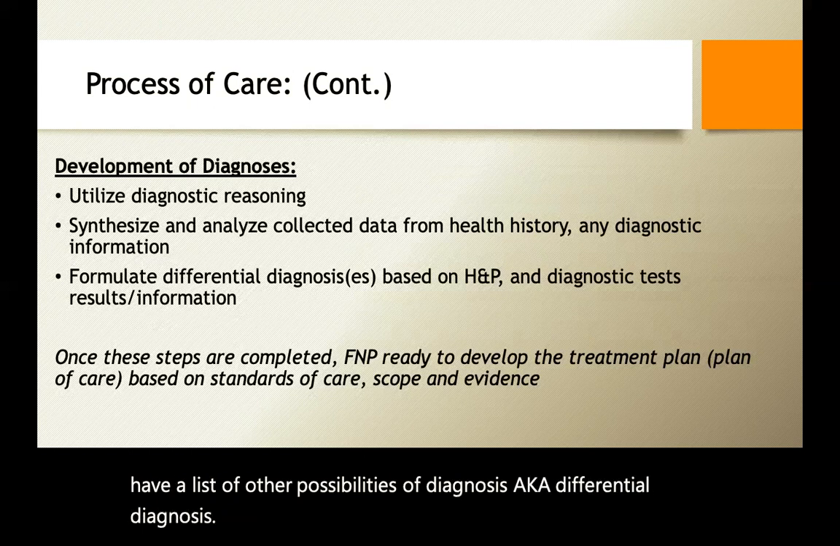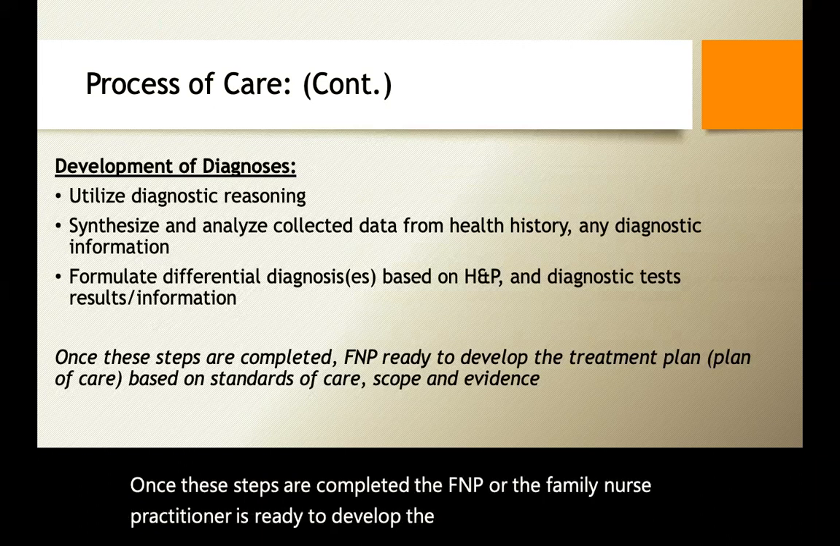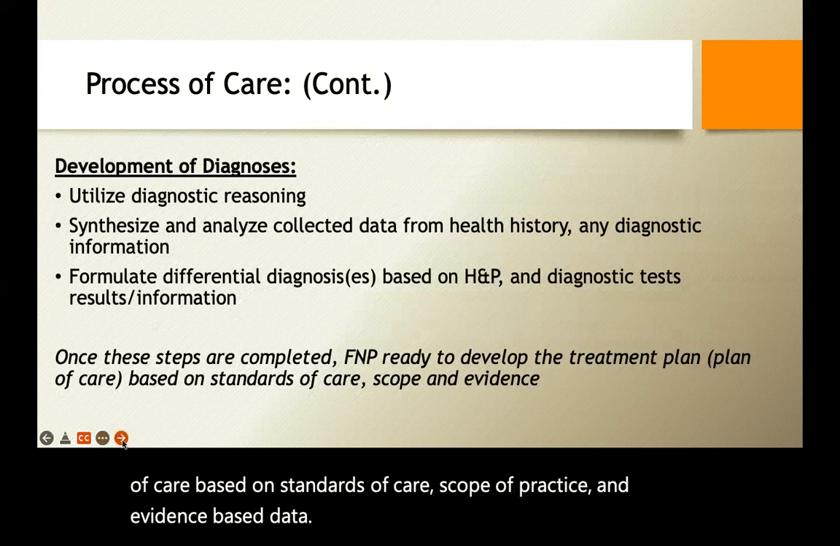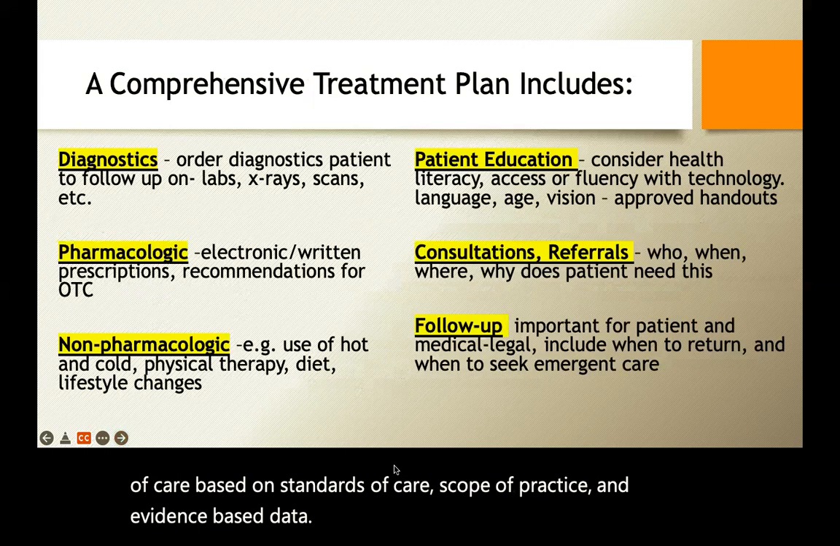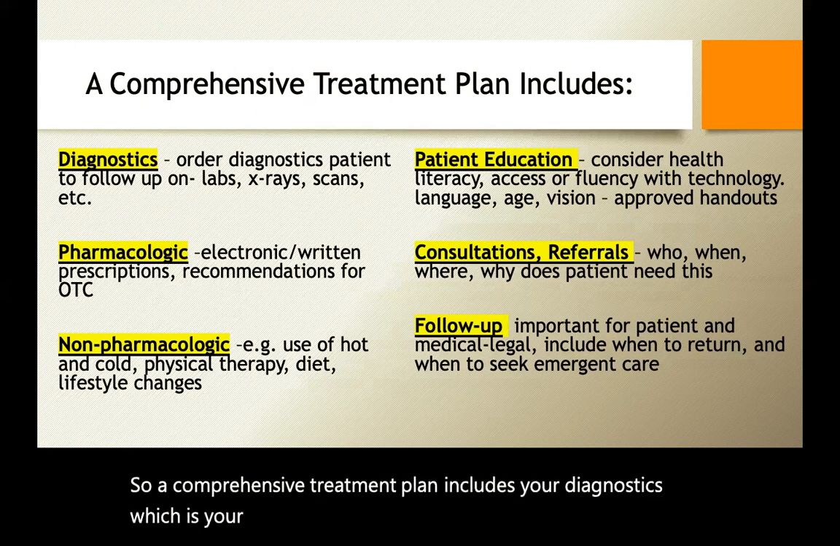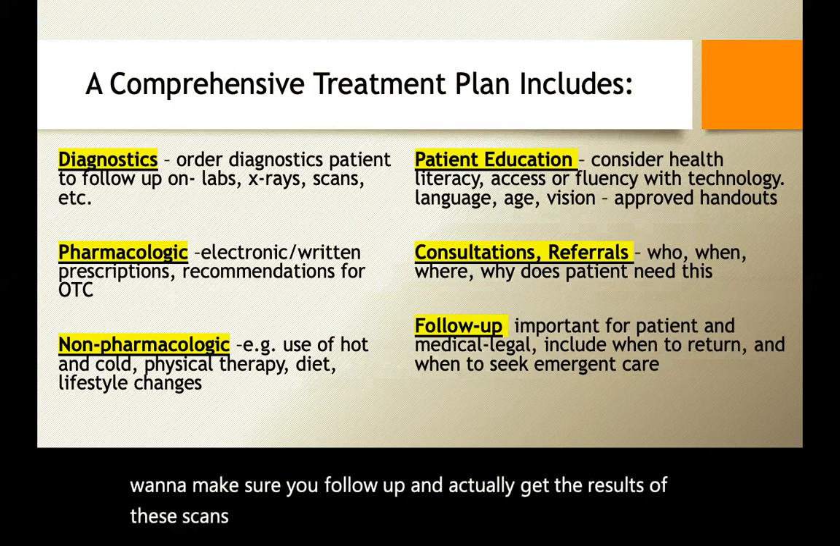Now, once these steps are completed, the FNP, or the family nurse practitioner, is ready to develop the treatment plan or plan of care based on standards of care, scope of practice, and evidence-based data. Okay, so a comprehensive treatment plan includes your diagnostics, which is your lab work, your x-rays, your scans, anything like that. You want to make sure you follow up and actually get the results of these scans and lab work.